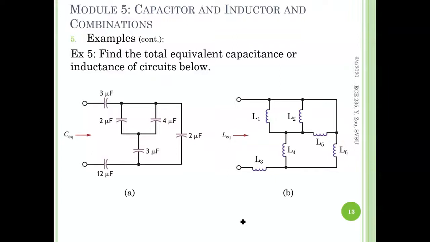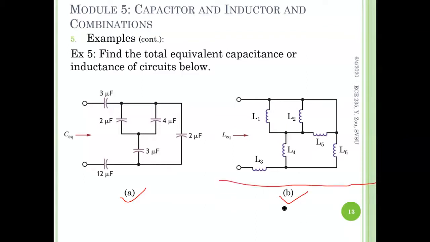Alright, last example 5. We're going to study how to find the total equivalent capacitance and inductance for the given connections. This part will definitely be covered in future quizzes as well as the exam, so please pay more attention here. One for capacitor, one for inductor. But we would like to begin with inductor, which is easier.